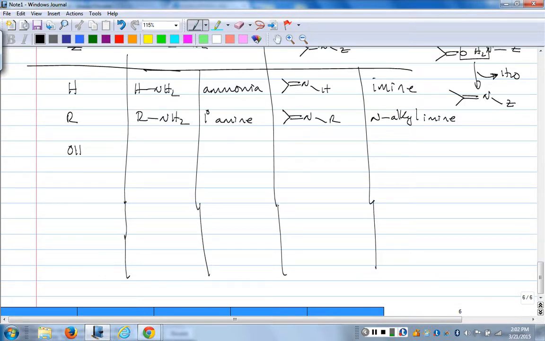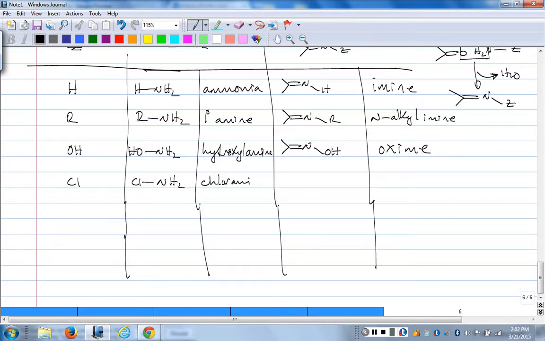Z can be OH, so I'm dealing with OH, NH2. This is called hydroxylamine. The product is called an oxime. I can have Cl, so it's called chloramine, and the product is called an N-chloroimine, much like the N-alkyl imine.